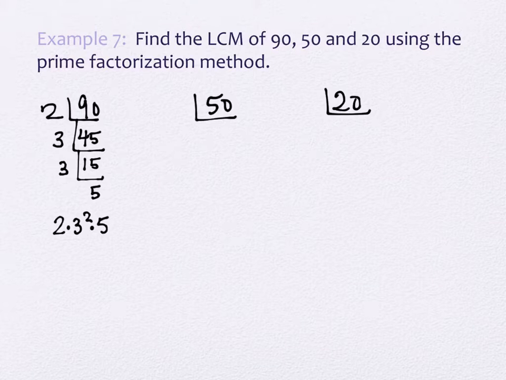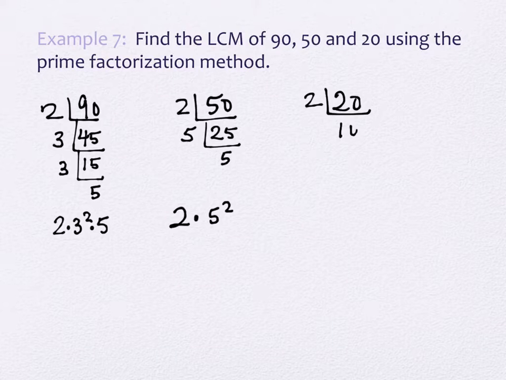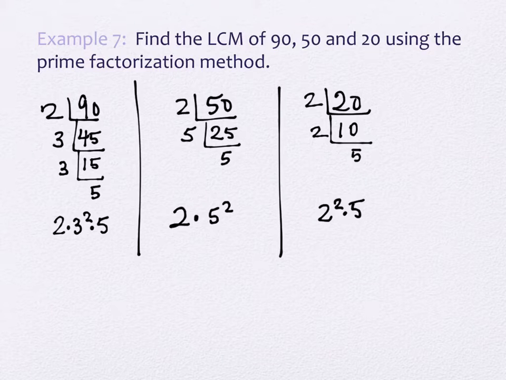How about 50? 2 to give me 25, 5, and 5. So on this one I have 2 times 5 squared. 20 is a 2 again. To give me 10, 2, and 5. So this is 2 squared times 5. Okay. 3 separate prime factorizations. Is that part okay?